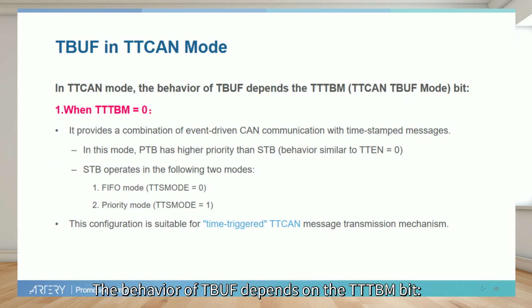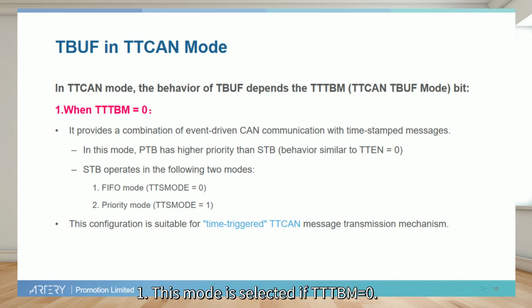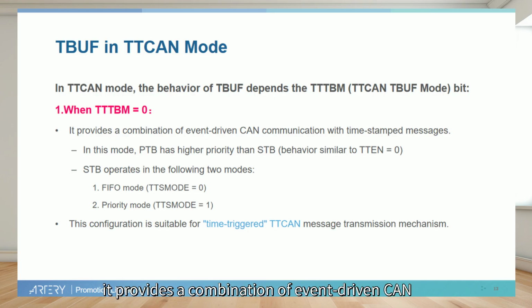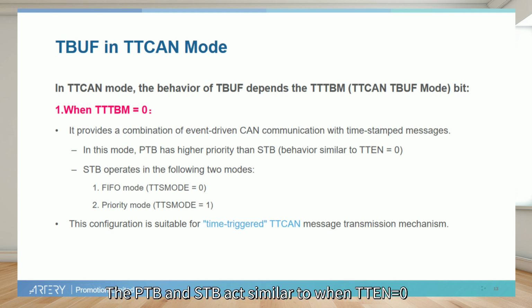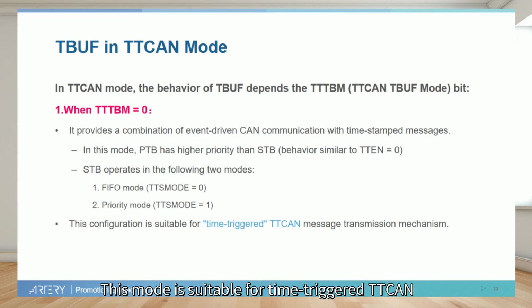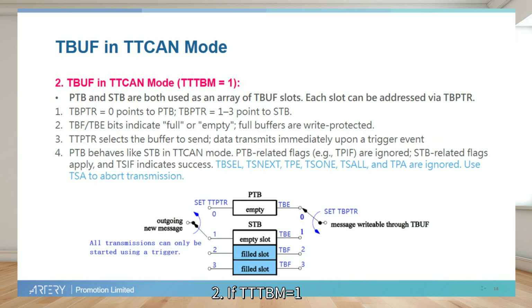The behavior of TBUF depends on the TTTBM bit. First, this mode is selected if TTTBM equals 0. In this mode, it provides a combination of event-driven CAN communication with timestamps of received messages. The PTB and STB act similar to when TTEN equals 0. This mode is suitable for time-triggered TTCAN type. Second, if TTTBM equals 1, the PTB and STB are both used as an array of the TB slots of the same transmit buffer. Each slot can be addressed by TBPTR.